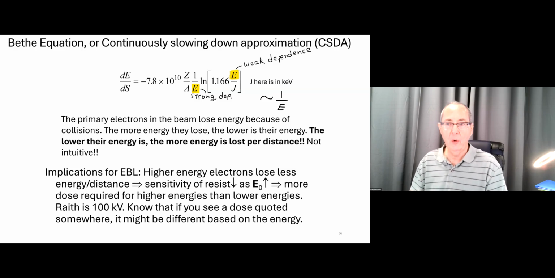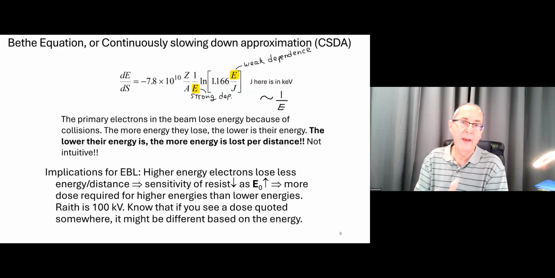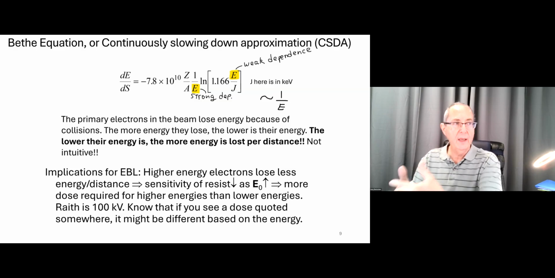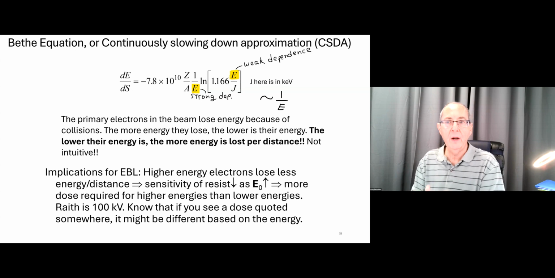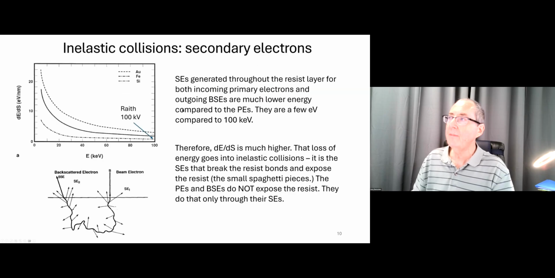So do you have a choice of energy in the Raith system? No, you do not. But you will be reading literature and you'll be seeing various resists and various exposure doses. And when you do, just be aware that if it was done at 50 kilovolts or 75 kilovolts or in an electron microscope at 30 kilovolts, those doses will vary considerably compared to the dose that you're used to using for 100 kV electrons.